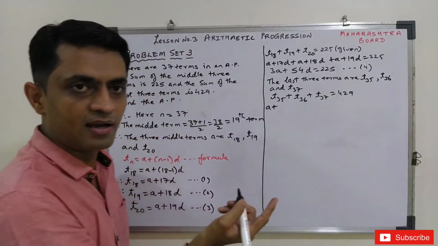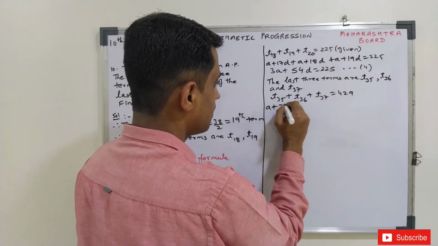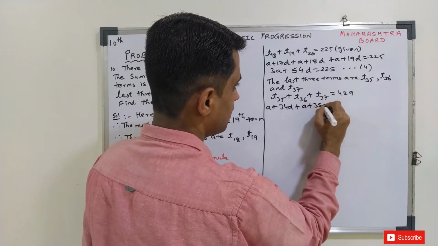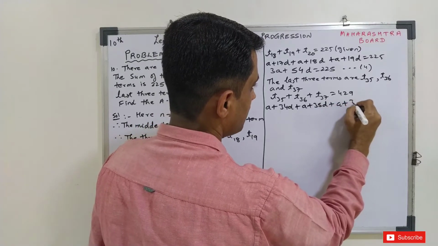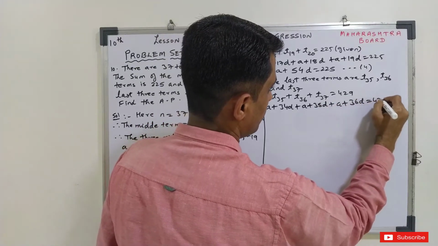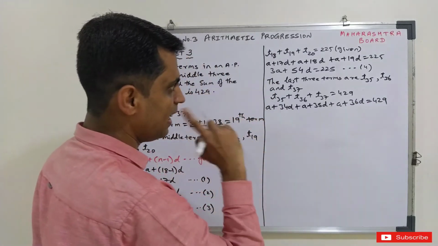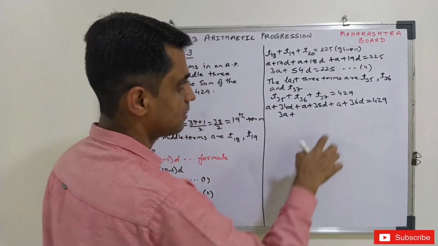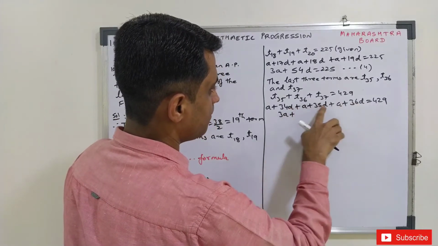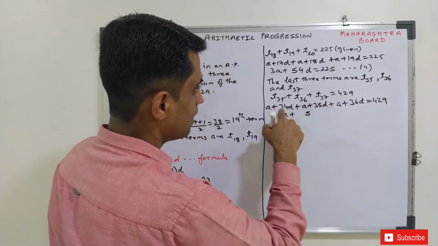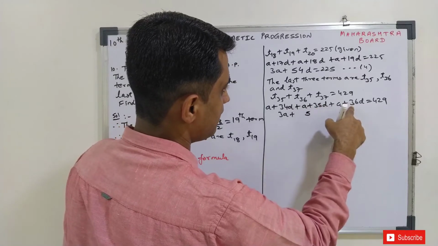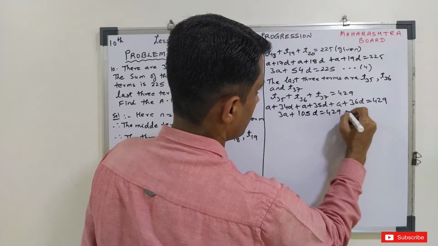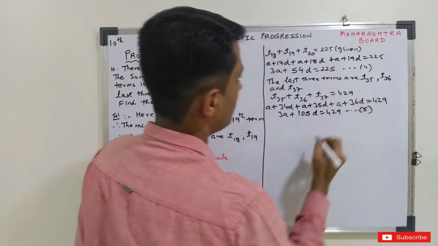This T35 can be written as what? A plus 34D. This can be written as what? A plus 35D. A plus 36D is equal to 429. Add all the A's: 1, 2, 3 A plus. Now 6 plus 4, 10, 15. 3 plus 3, 6, 6 plus 3, 9, 9 plus 1, 10. This is our equation number 5.